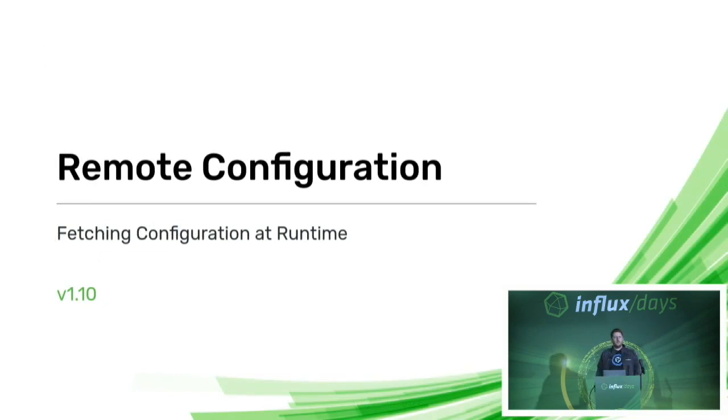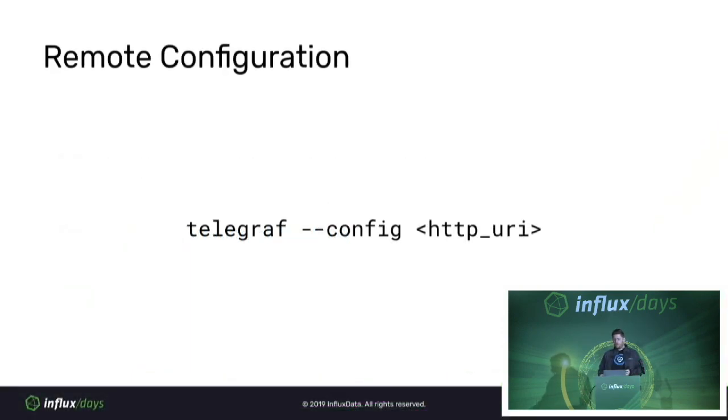Another feature that I don't really see being used very often, because I guess it is quite new, it came with 1.10, is that we actually have the ability to pull in a telegraf.conf from a remote location. You just specify --config, and you can use any HTTP or HTTPS URL, and it will download the config and run.